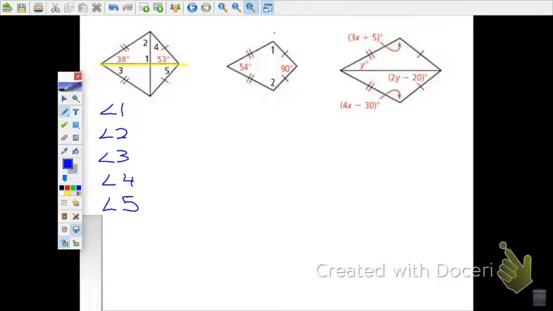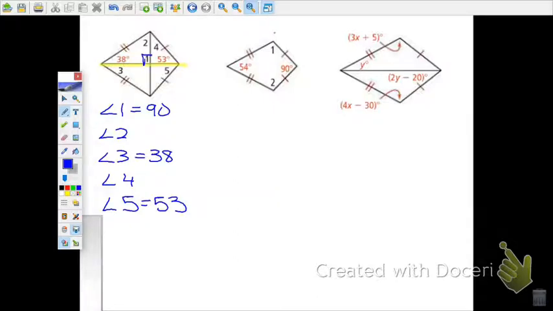Angle 1, 90. Okay, angle 1 is 90, because that's a right angle. 3 is 38. Angle 3 is 38, because we're looking at that fold. We've got those corresponding angles. 5 is 53. 2 is 52, and how did you find that? I added 90 and 38, and I subtracted that from 180.